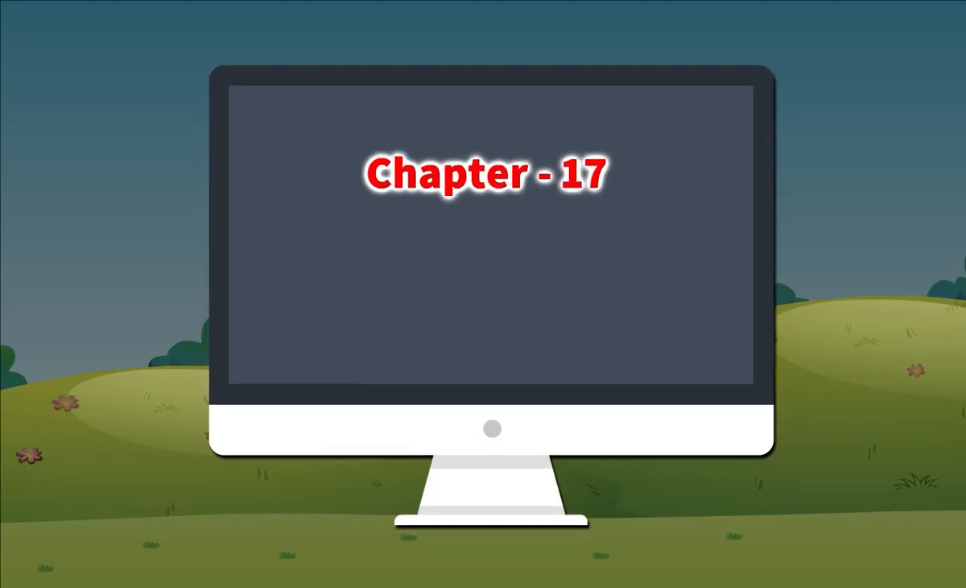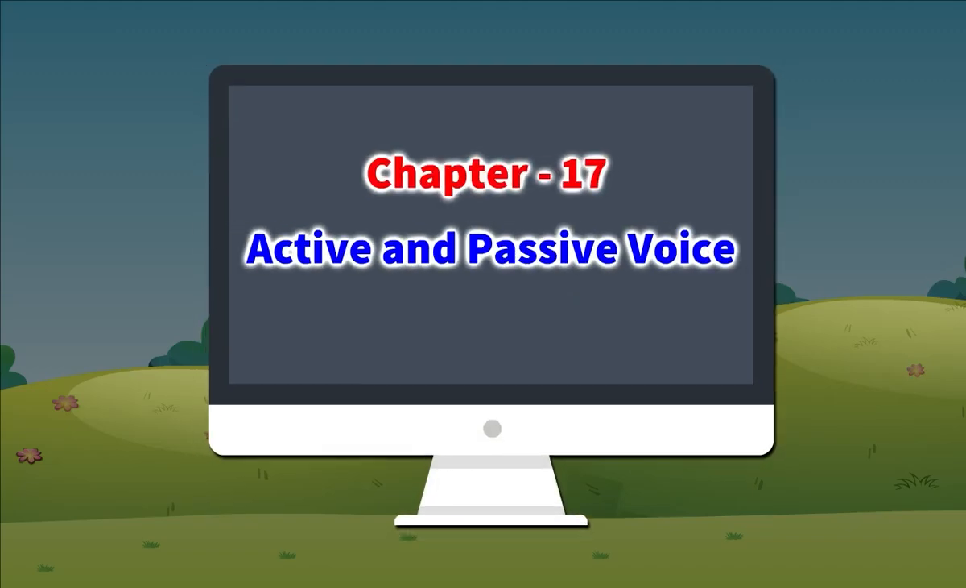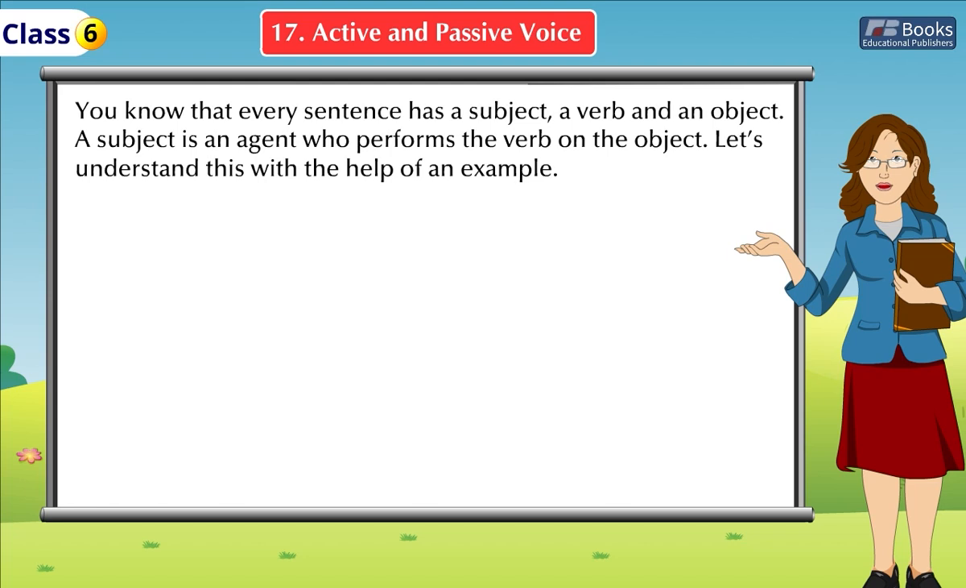Chapter 17: Active and Passive Voice. You know that every sentence has a subject, a verb, and an object. A subject is an agent who performs the verb on the object. Let's understand this with the help of an example.